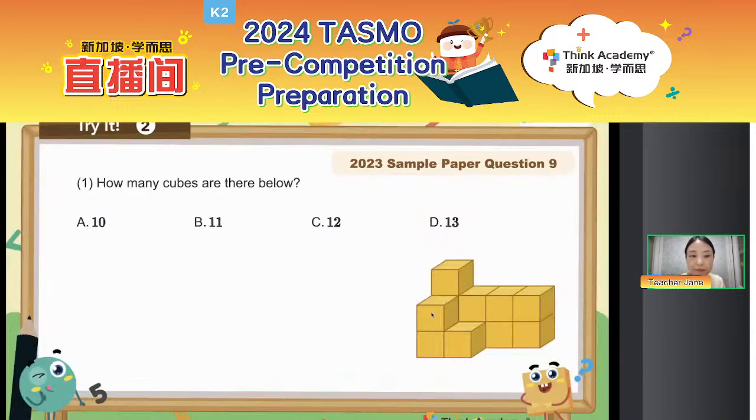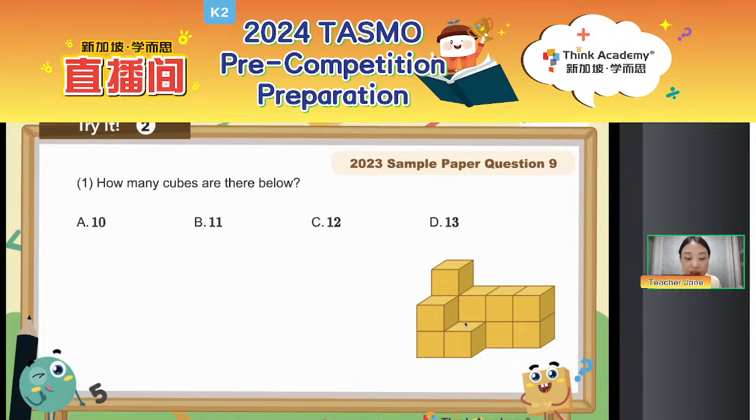Okay, good job, everyone. Then this time, let's see how many cubes there are below. Everyone, do it by yourself, then we will discuss together. Label with Teacher Jane. Okay, where should we start? Think about the bold one. Should we start with the longer ones or should we start with the shorter ones? Okay, good job, everyone. We need to start with the shorter one.